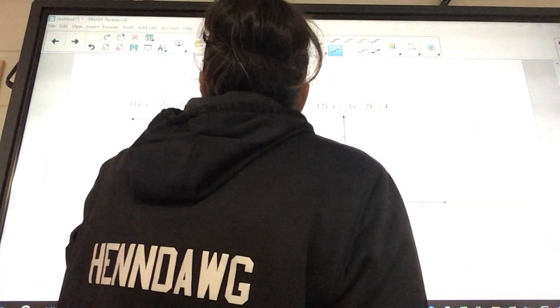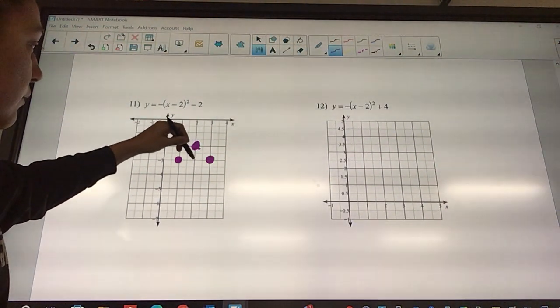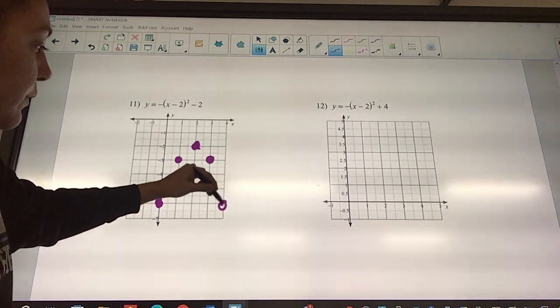Okay, so we're going to go down 1 over 1. Down 1 over 1. Okay, and then again, from the vertex, you're going to go down 4. 1, 2, 3, 4 over 2. Down 4 over 2.